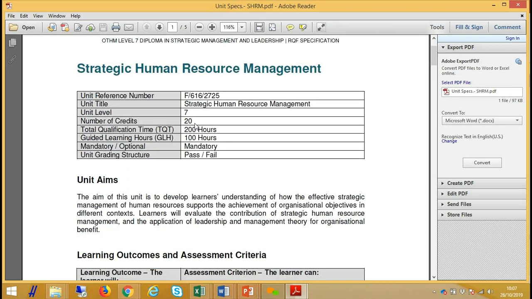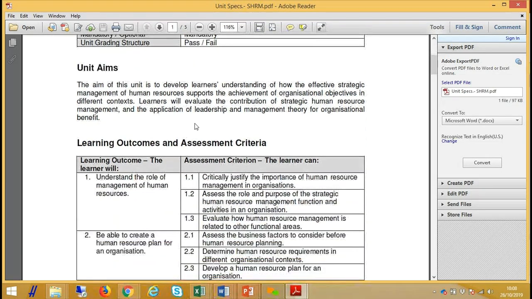So we'll be looking at strategic human resource management. Obviously, it's a unit 7, level 7 unit, which is master's level. We expect you to put in some extra hours. So when we look at the total qualification time, it includes both teaching time and the extra study you have to do, obviously, to pass the assessment. So we expect you to do some reading on your own, right? And it will be to pass through.